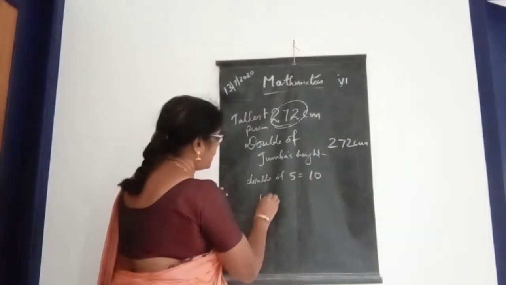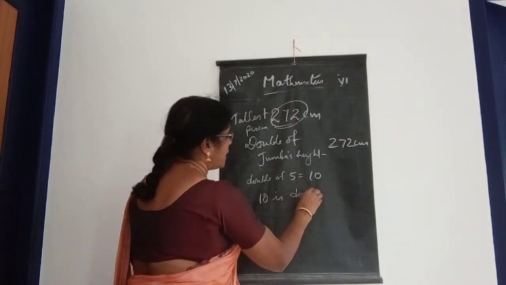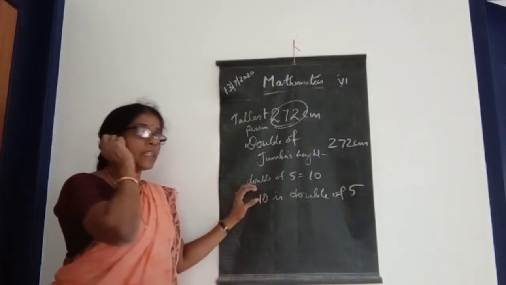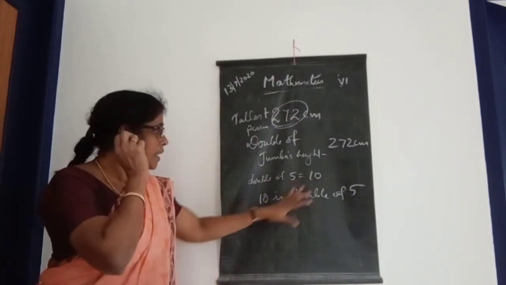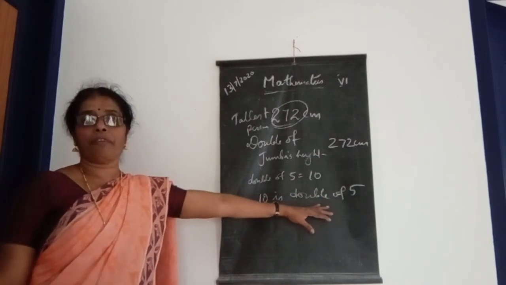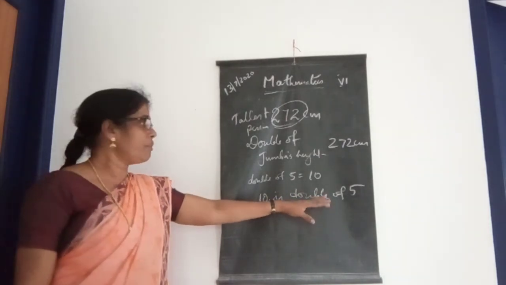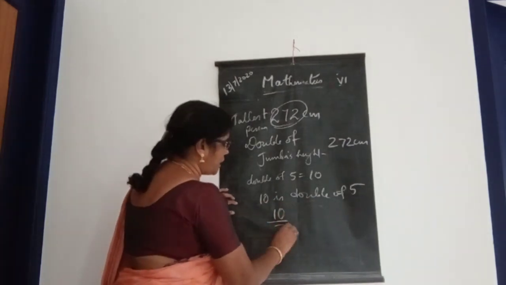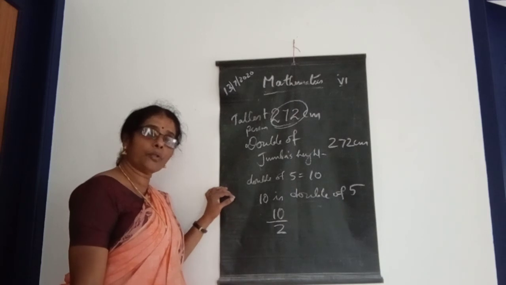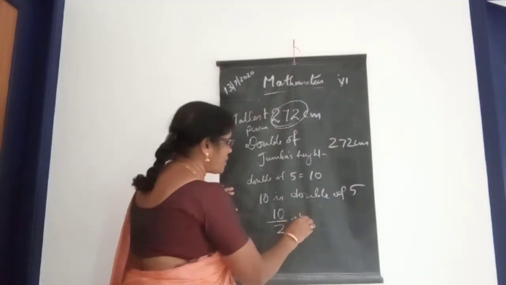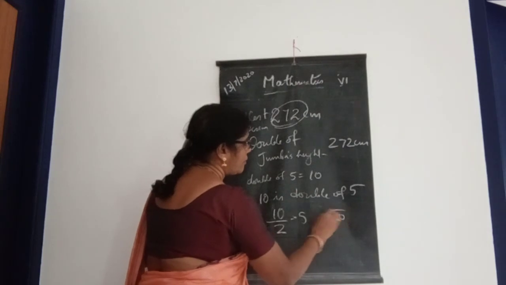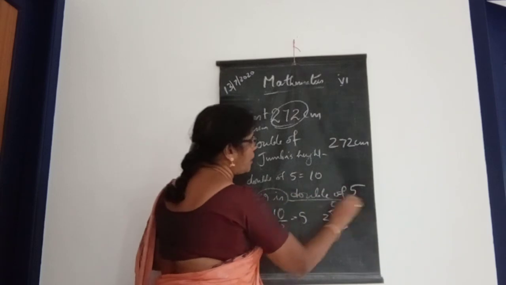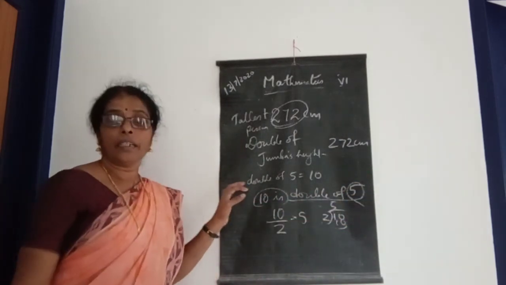So 10 is double of 5. Isn't it? Double of 5 is 10. So if you want to find what is half of 10, it means 10 divided by 2. What is 10 divided by 2? That is 5, isn't it? How many times does 2 go in 10? That is 5 times. So 10 is the double of 5.